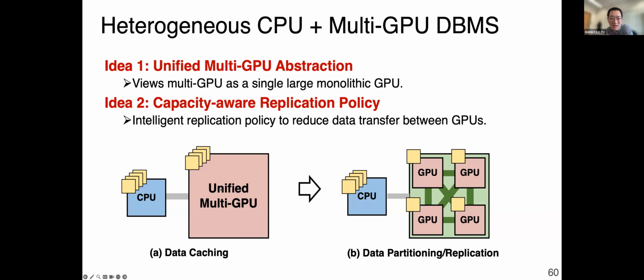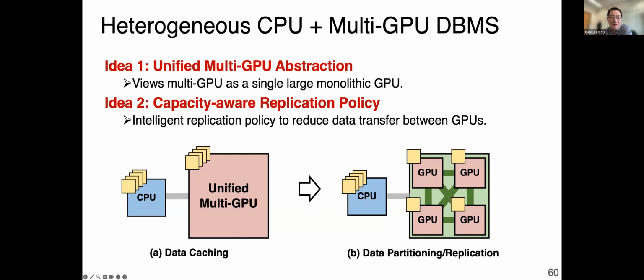So we can use the Mordred cache replacement policy to decide what data should be cached in this unified GPU and what data should be executed in the CPU. When you do execution, it decides what part of the query plan should be executed in GPU and what part should be executed in the CPU. So you can use whatever we developed in Mordred to make that level of decision.